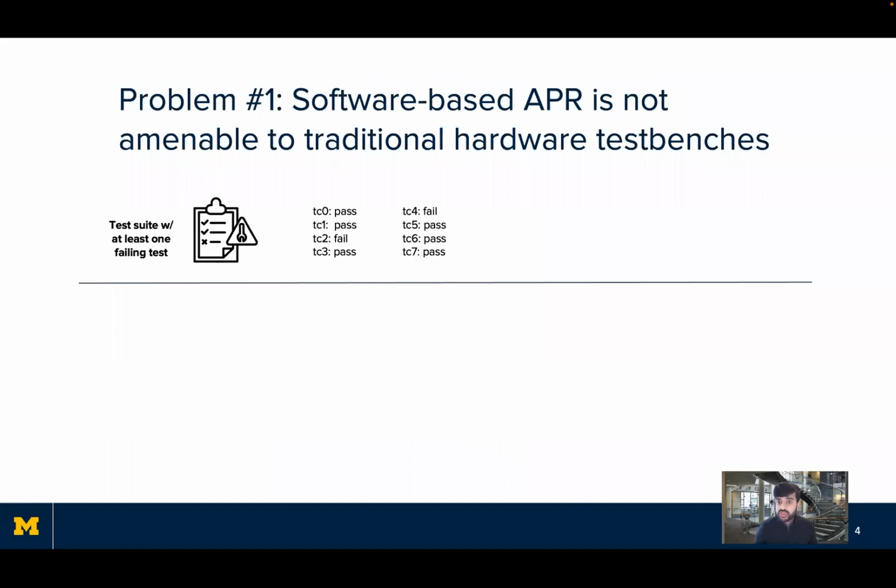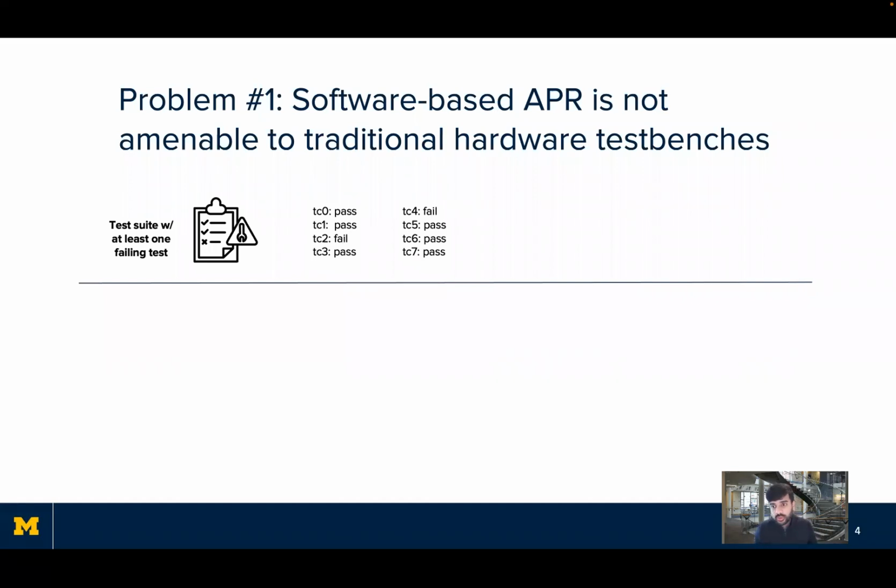However, there are two major reasons why the years of research on software APR has not been applied to hardware yet. First off, software level APR uses test suites to guide the search for repairs, and it is not immediately applicable to hardware test benches without some technique to bridge this gap. Let me demonstrate this idea in a bit more detail.